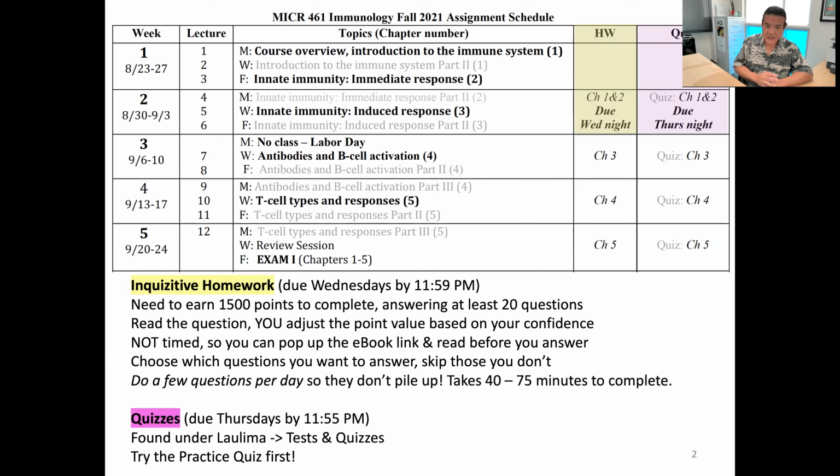So pretty much every week, you also have a timed Laulima quiz that you need to get done, right? So I make those due by Thursday night. So it's not due the same night as the homework, right? So you have another day to do the quiz. You find those under Laulima, the tests and quizzes tool, and it's just a multiple choice, 10 questions. You have 20 minutes to do it.